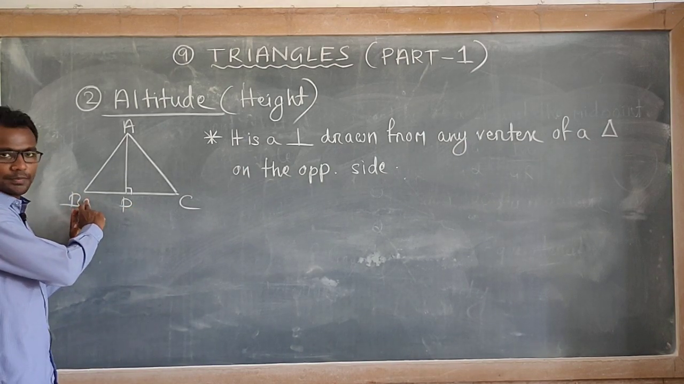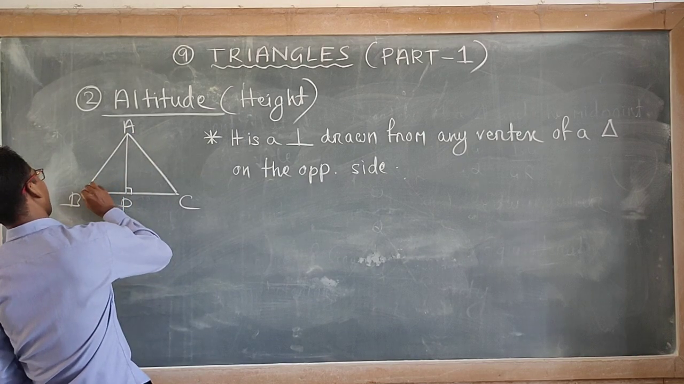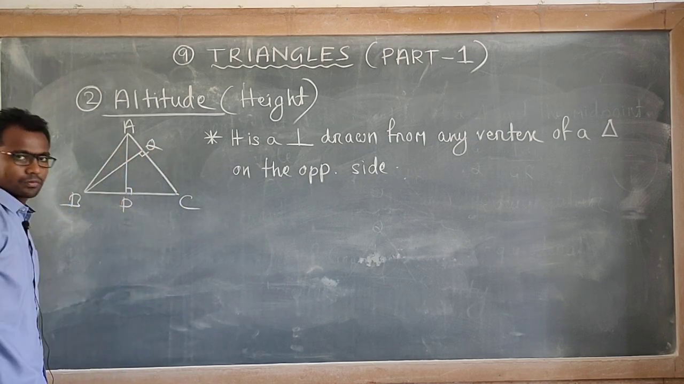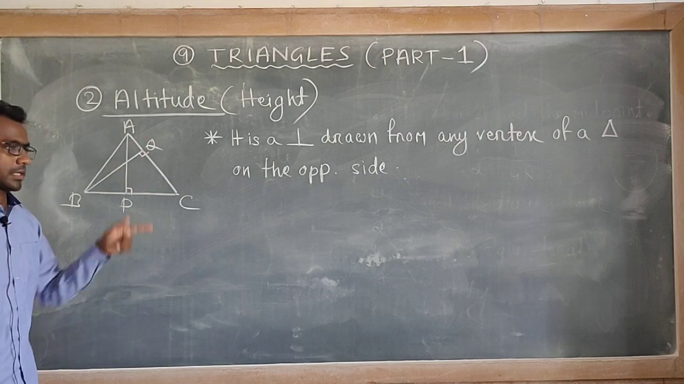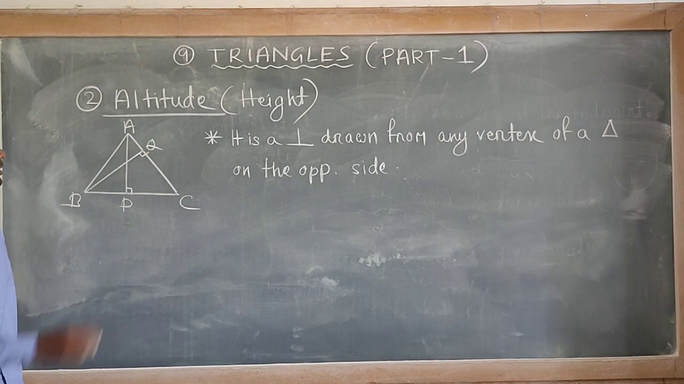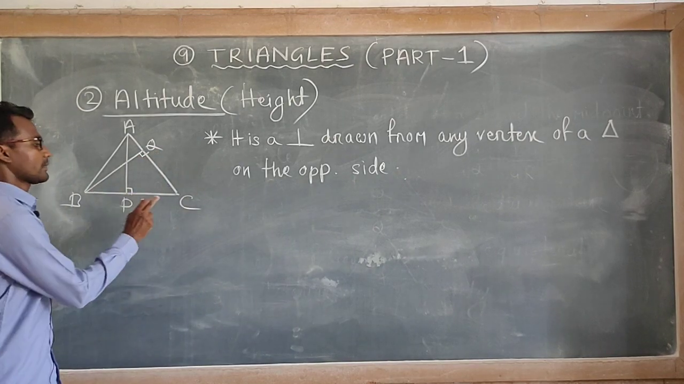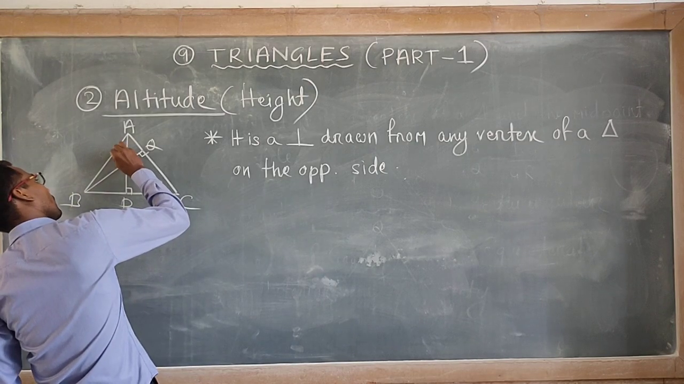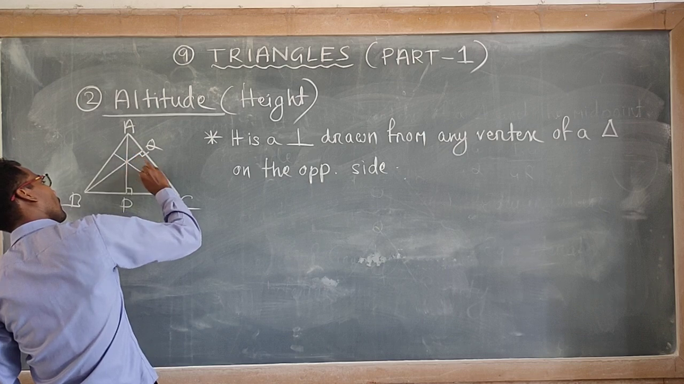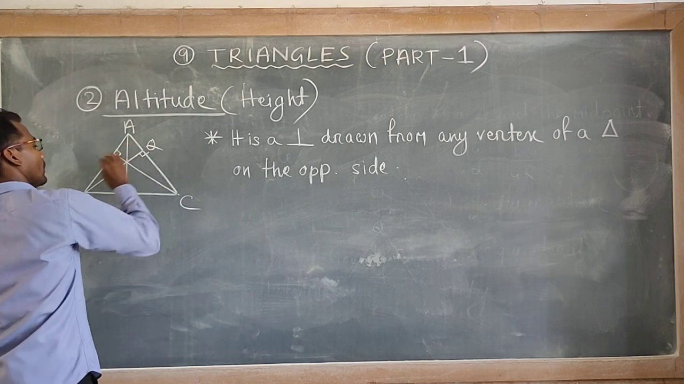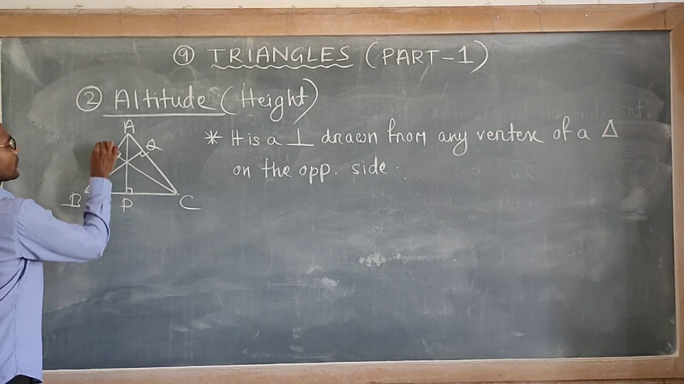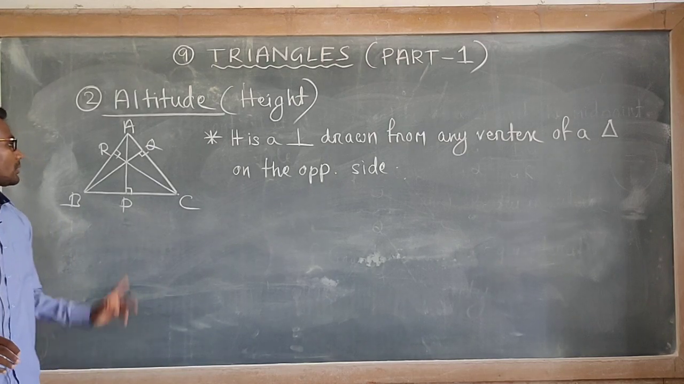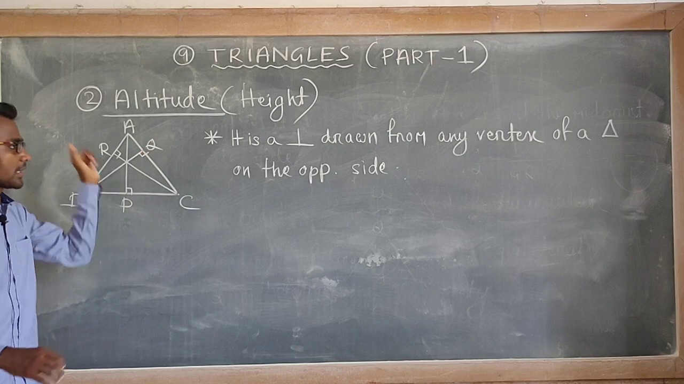Similarly, from B we can draw a perpendicular on AC. Let us draw. Suppose this is Q. So now BQ is perpendicular to AC. So BQ is another altitude, corresponding to the side AC. Again, from C we can draw one more altitude on AB. Let us draw. This is perpendicular. Suppose this is CR. CR is perpendicular to AB. So how many altitudes did we get? AP, BQ and CR.